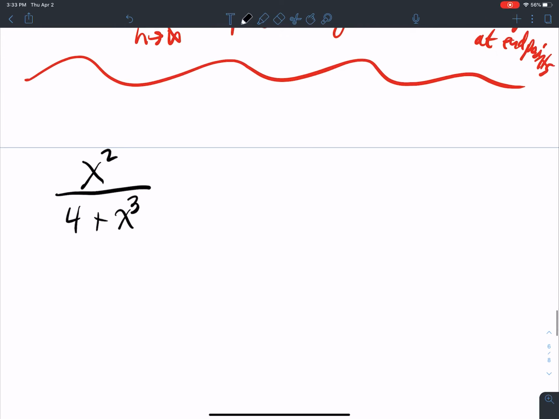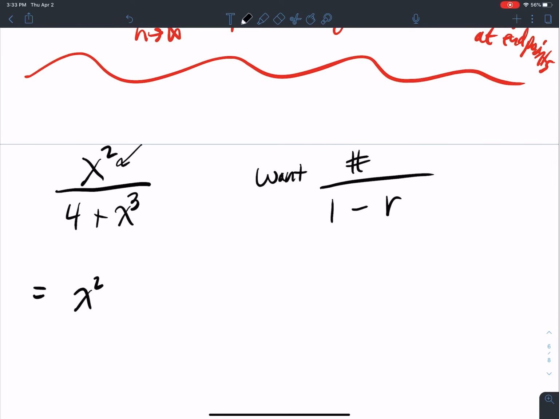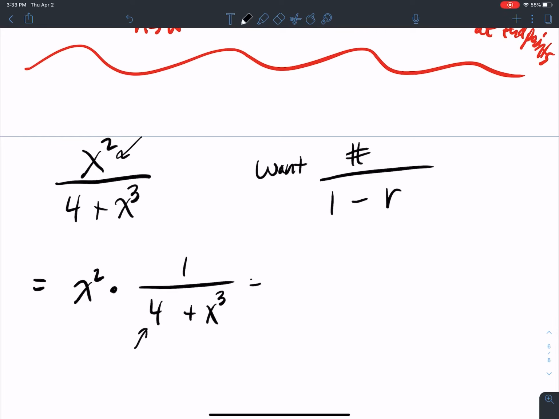Okay, so what do I want? I want something over 1 minus r, right? That's what I'm wanting. Now, what do I have right now? I've got x squared. That's not a number, so I'm going to pull that x squared out. So I have x squared times 1 over 4 plus x cubed. Now that's not quite exactly what I want. I want this number here to be 1. So I'm going to run the same game again. I'm going to factor the 4 out of both of those.